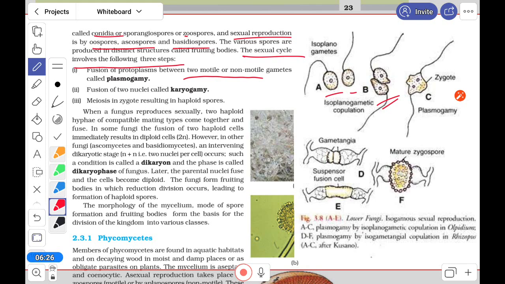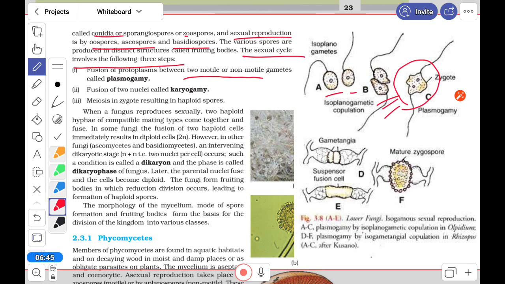Now, next is the fusion of 2 nuclei. In the B stage, when the plasma membrane unites together, after that in the C stage, it is formed.